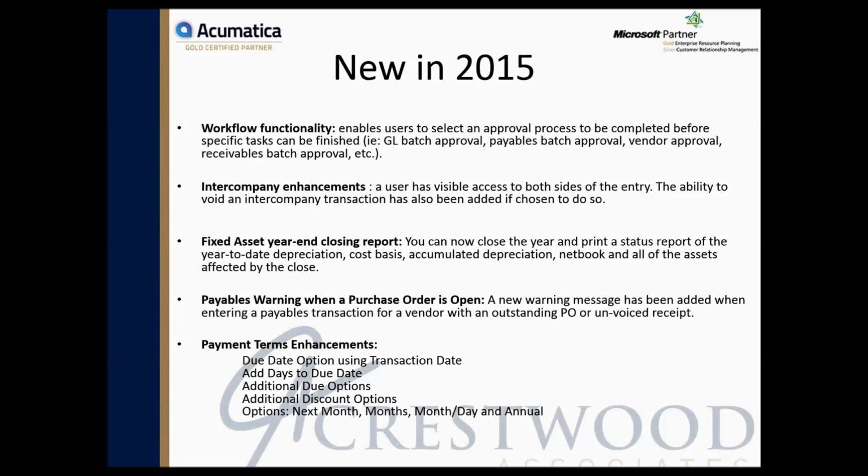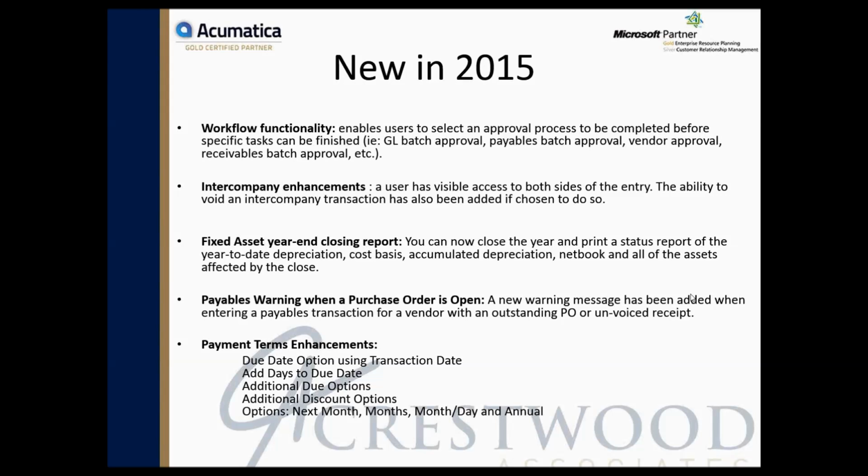If you're using the fixed assets, you can now close the year end and print a status report of your year-to-date depreciation, the cost basis, your accumulated depreciation, and the net book of all the fixed assets that are affected by this close. This is a report that was not available before. And so this is something that is really good for detail when working with your accountants when doing your year close.